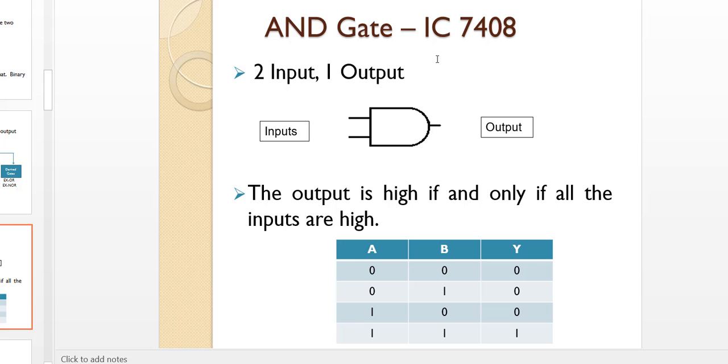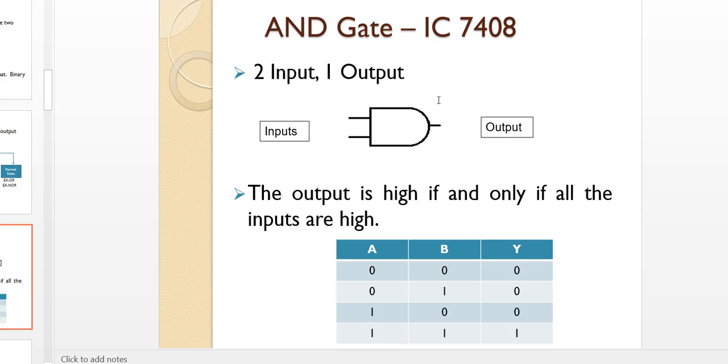So 3 things we have to remember here. What is the first thing? We have to remember the IC number. What is the IC number? IC number is IC 7408, correct? Next is, it has 2 inputs, they are named A and B, and 1 output Y. Here input can be any number, but for our simplicity we are learning it as a 2 input. So A and B are the inputs and Y is the output.